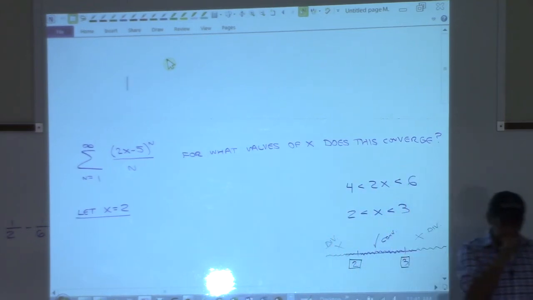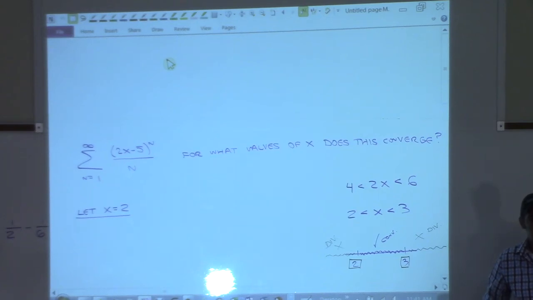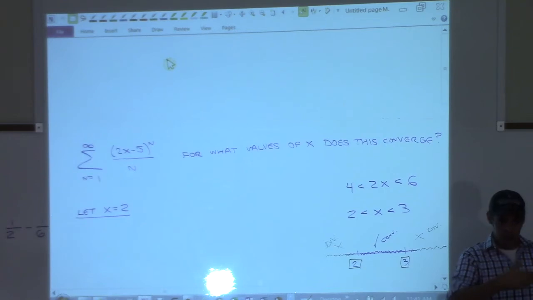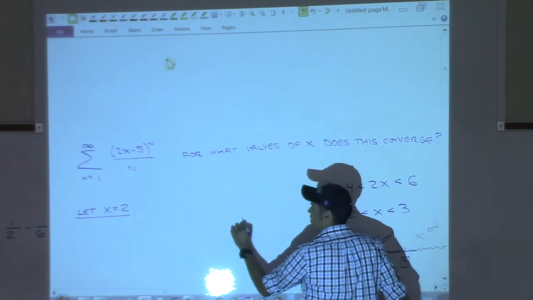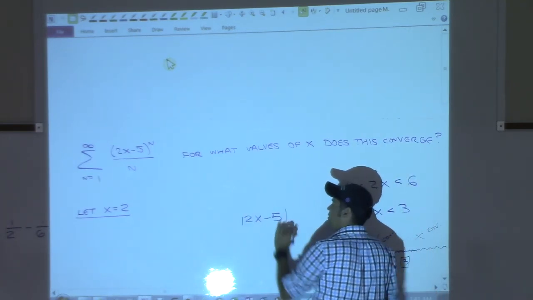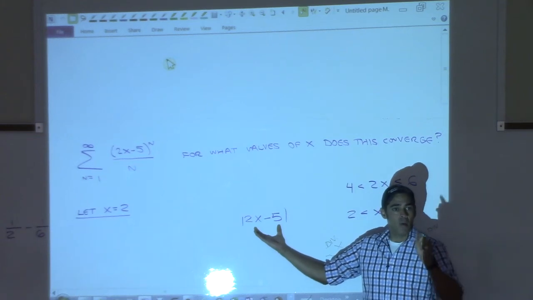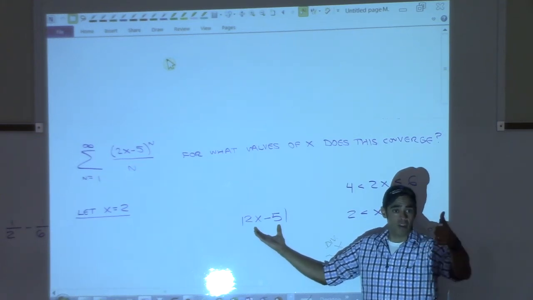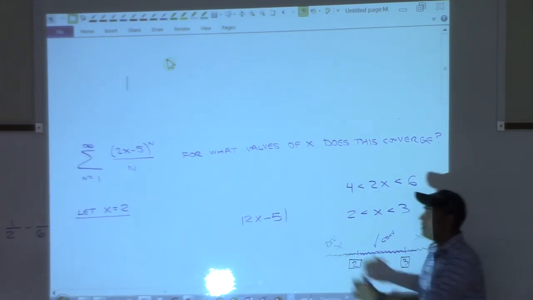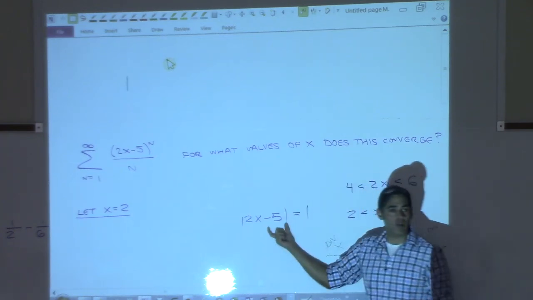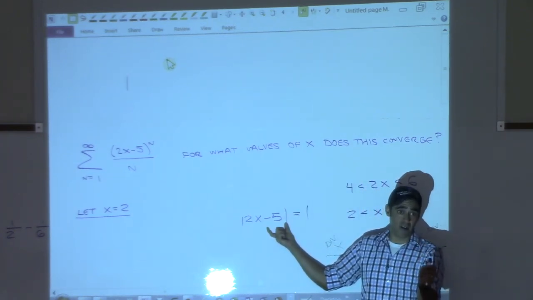Yes? I thought we didn't know where, like at 1, we didn't know what happened. Or no? At 1, we didn't know what happened? It's inconclusive, so we don't know. No. When the ratio test gives us 1, right? So the ratio test gave us this. When this is less than 1, we have convergence, which is what gave us this interval. But now we're asking ourselves what would make that equal to 1, because then the test fails, right?